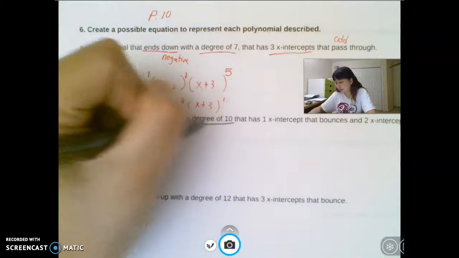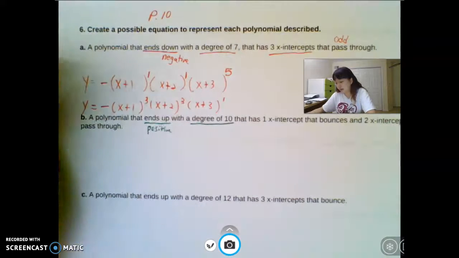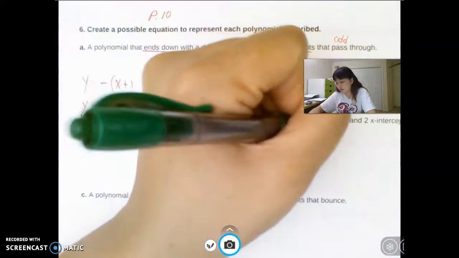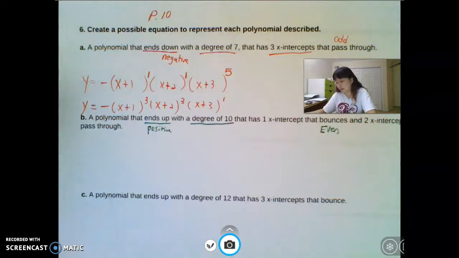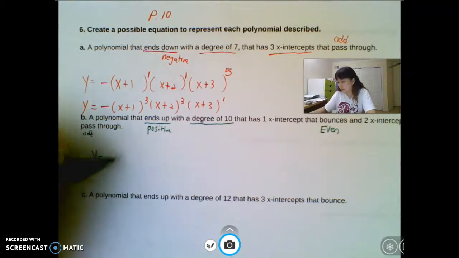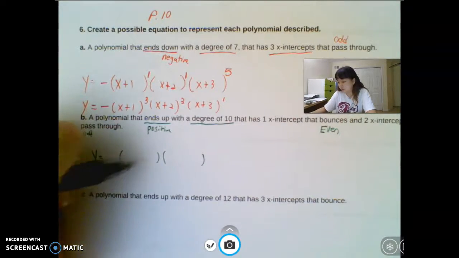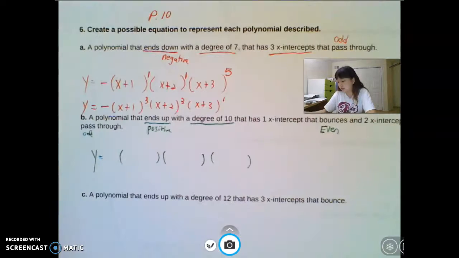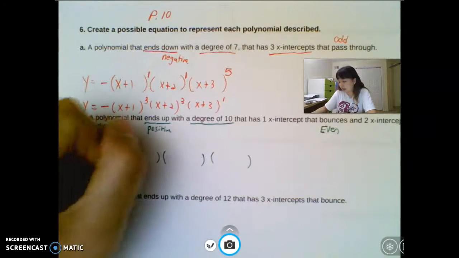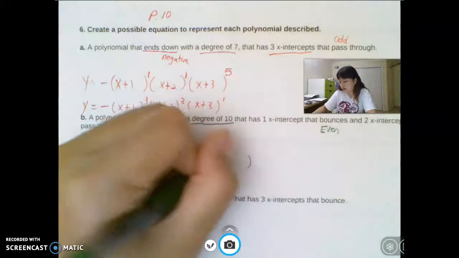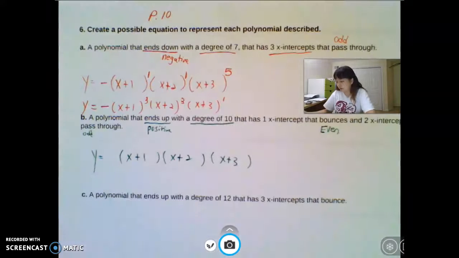Alright, 6b. A polynomial that ends up, so it must be positive this time. Degree of 10 that has 1 x-intercept that bounces, so that's even, and 2 x-intercepts that pass through, so that's odd. So y equals, how many do I have altogether? 1 that bounces and 2 that pass through. So I have 3 altogether. 1 is an even number, 2 of them are odd numbers.